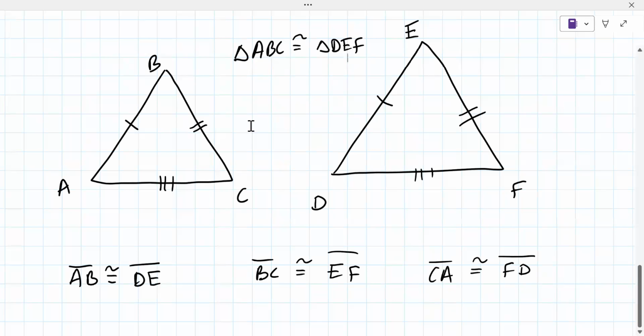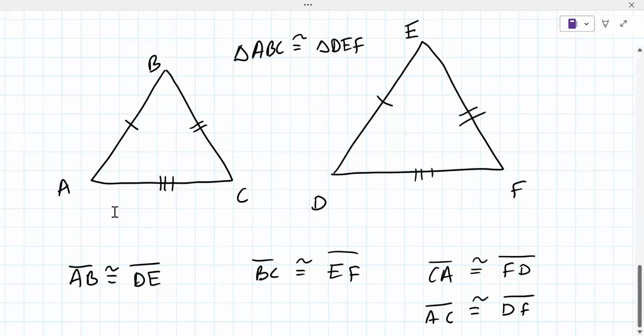Okay. So here's what is also possible. You can go the other direction. You can say that, and you can flip these things. You can say that, for example, A to C is congruent to D to F.